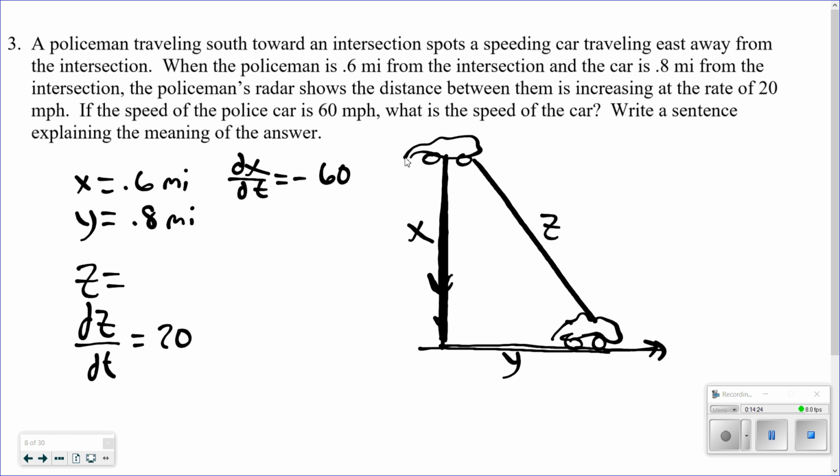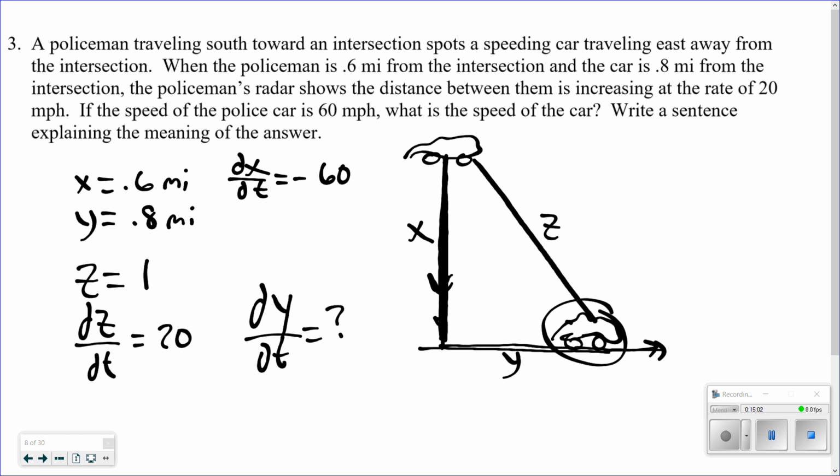We can find z. If this side is 0.6 and this side is 0.8, you can use the Pythagorean theorem and solve that. I believe it comes out to be 1. So z has to equal 1 in that moment. Okay, so now I've got my picture drawn here. I wrote down all the things I know. I'm trying to find, well, we never put what we're trying to find. The question is, how fast is this car traveling right here? So that would be the dy/dt. That's what I'm trying to find right there.